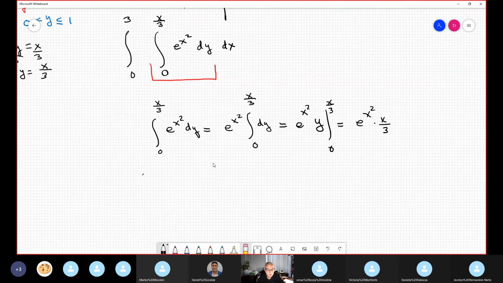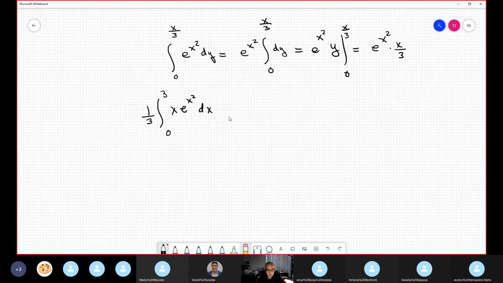The second one is the integral from 0 to 3 of the function that is 1/3. I suppose that 1/3 is a constant, no? I put it outside the integral, so we have x e to the x squared dx. And this is a classical integral that we are solving by substitution. Exactly what we are doing in Calc 2. The classical substitution is u equals x squared, and du is 2x dx. In order to complete the differential, we need a 2 here.